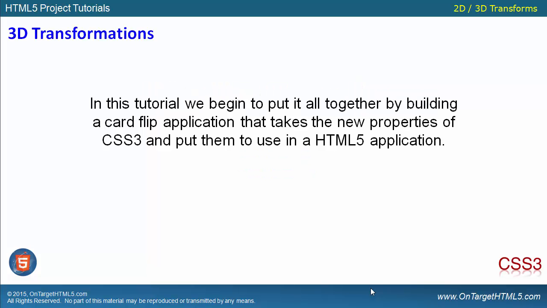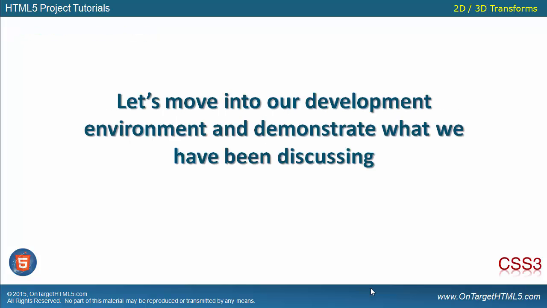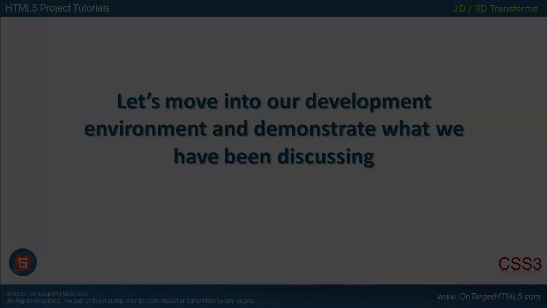And in this tutorial, we begin to put it all together by building a card flip application that takes the new properties of CSS3 that we've been looking at for the past few tutorials and puts them into an HTML5 application. I'm just calling it a card flip application, but this is going to be the first of many applications that we're going to build using these brand new transforms that we have available in CSS3. So let's move into our development environment and dig into actually starting to build this code.